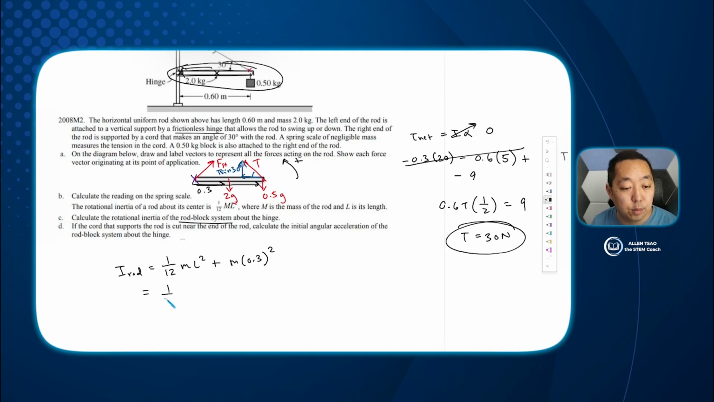And so let's just plug in the numbers here. We have the mass of the rod is 2, the L is 0.6 squared, and the mass of the rod is 2 plus 0.3 squared. So this is that parallel axis theorem. So that's going to give us a number.